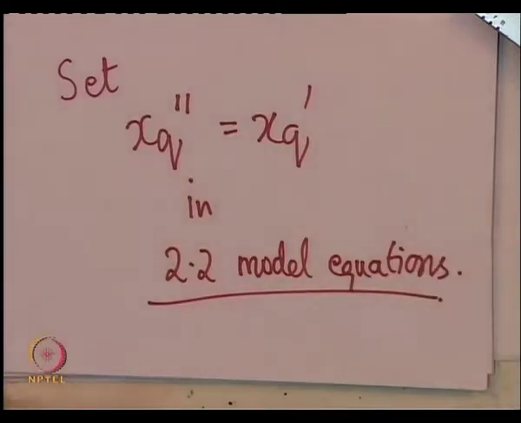Now, why am I telling you to do this? Well, you may have already written a program or a tool which does eigenvalue analysis or simulation, numerical integration of the differential equations in the 2.2 model, and somebody suddenly tells you that a particular generator has to be modeled not by the 2.2 model, but by the 2.1 model. In that case, you do not have to rewrite your program with a lesser number of equations or tinker with your program. Instead, you just set x q double dash equal to x q dash in the data.